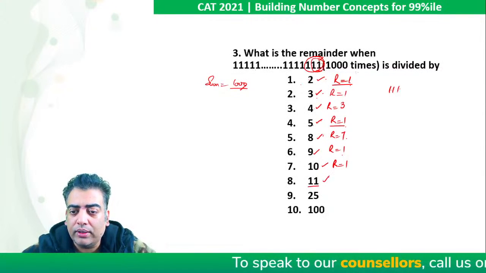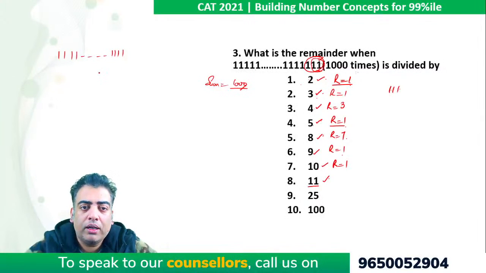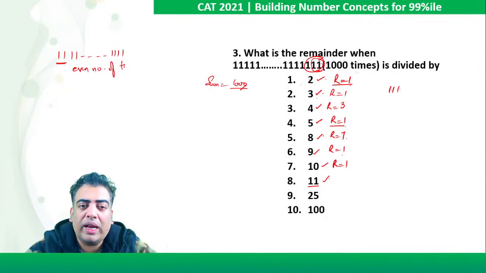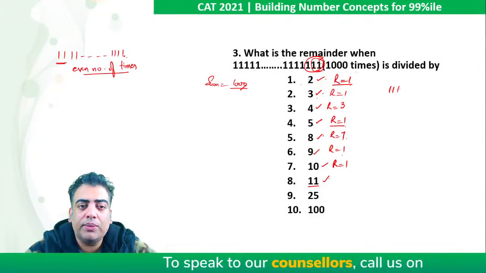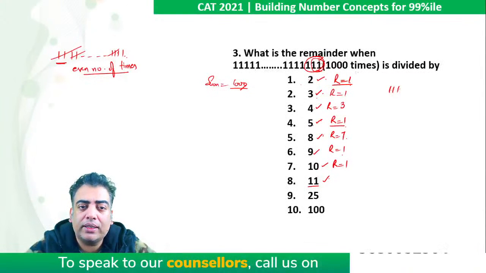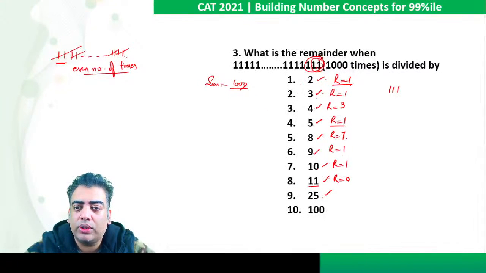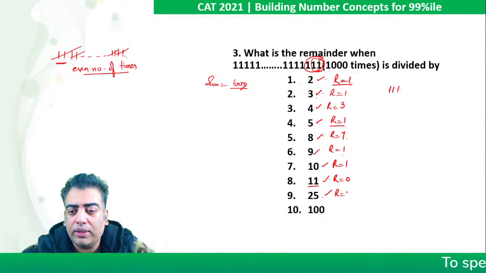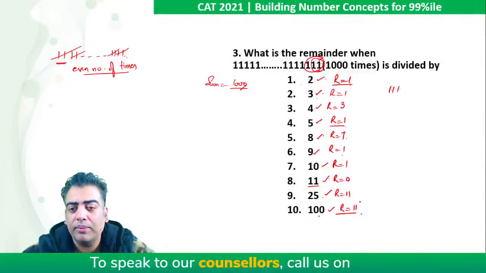When it comes to 11, we need to take alternate values here, right? Or we can also say that whenever 11 is written an even number of times, or any digit is written an even number of times, the number is always divisible by 11 because in pairs 11 gets cancelled out, right? So the remainder in this case comes out to be 0. In case of 25, we will only divide the last 2 digits. 11 divided by 25, remainder is 11. In case of 100, again the last 2 digits will be the remainder.